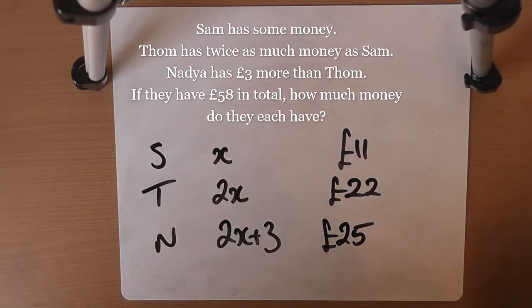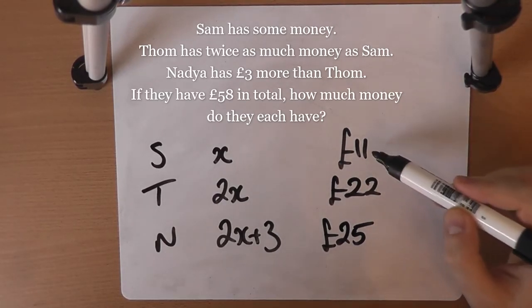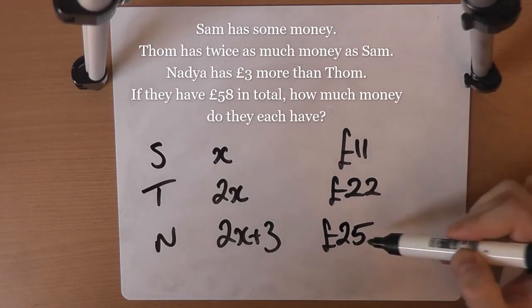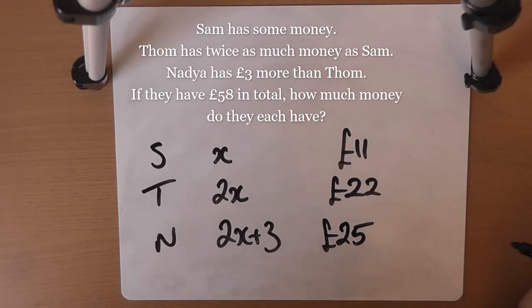The final thing we should do is check that that actually works within the question. Well, we knew from the question that they have £58 in total. If these three add up to 58, there's a good chance our answer is right. The chance of 11 being wrong and these still working out to be 58 is very, very slim.